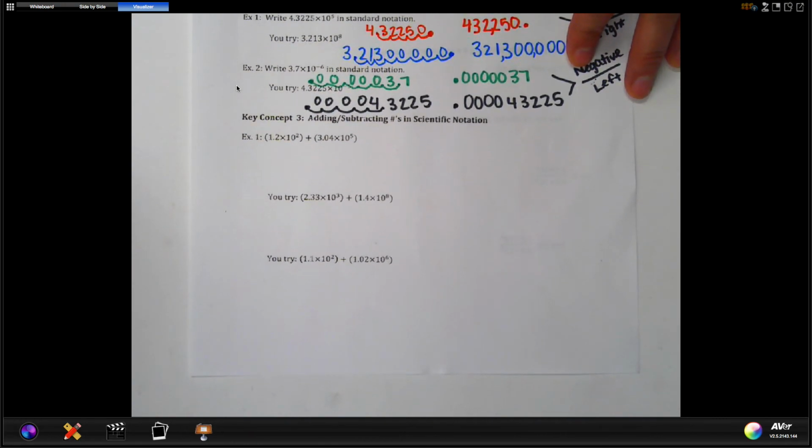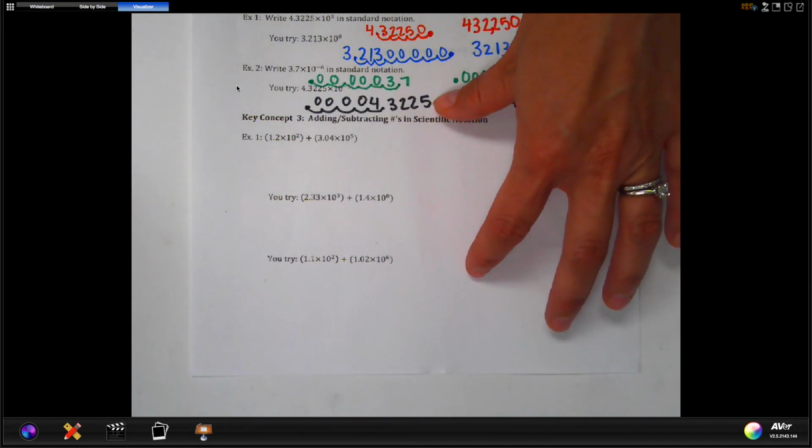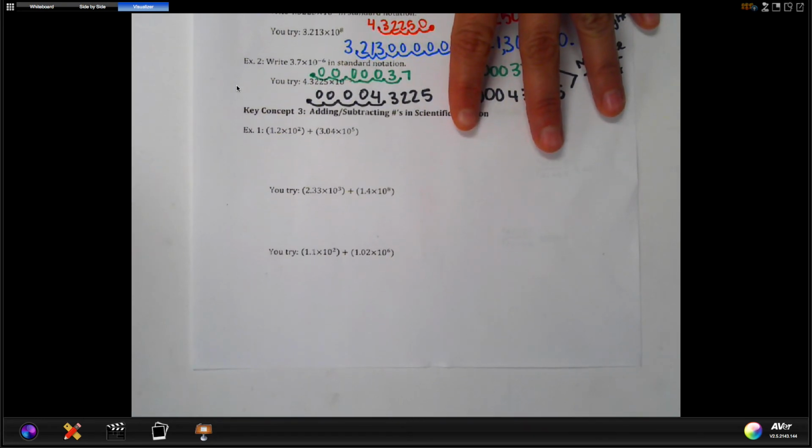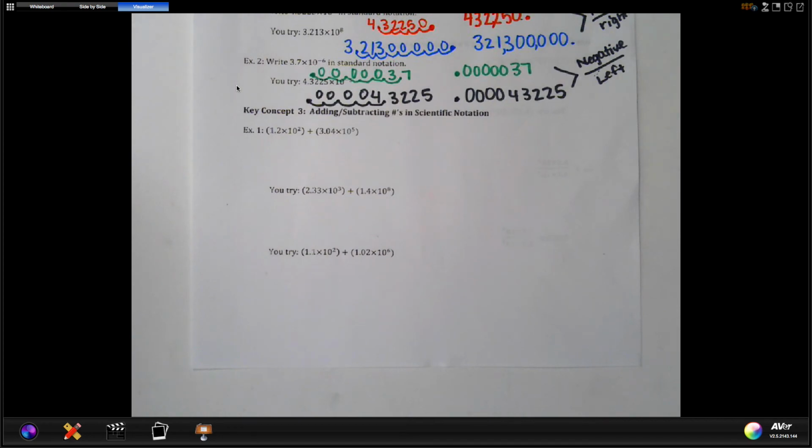So we are going to do the first part of key concept 3, which is at the bottom of the notes here, and we are going to add numbers in scientific notation today. Okay, let me get around to my side here.